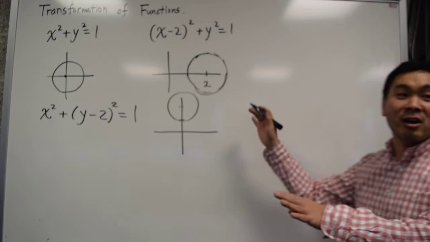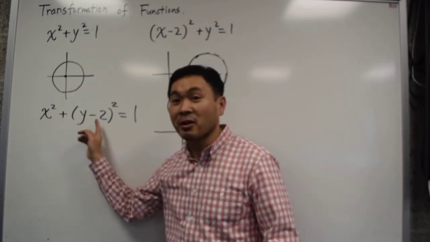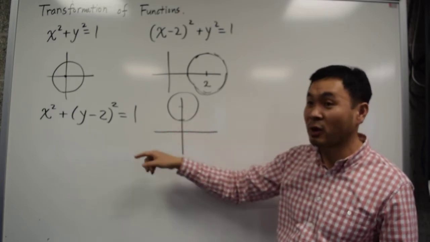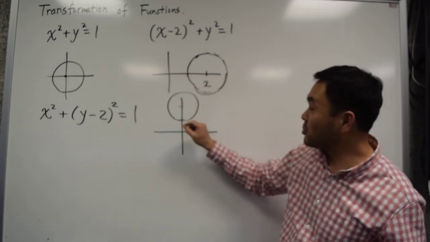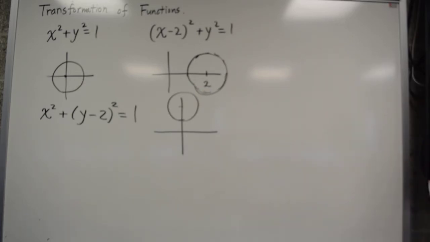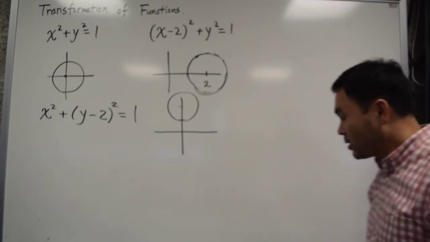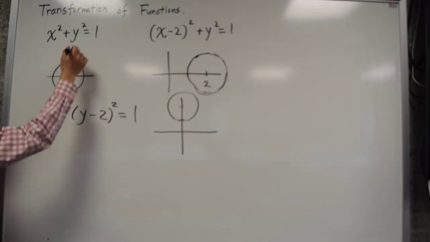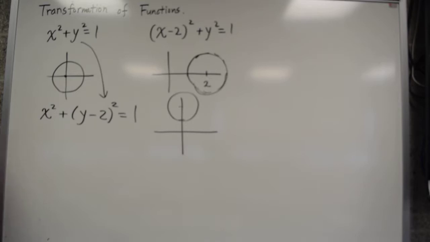I'm not making it up. You actually can plug in values to see which points satisfy this equation, and if you start plotting, you'll see that the graph actually goes up by 2. It's really strange. But the thing I'm trying to point out here is, how do you go from here to there? What's the operation being done here?